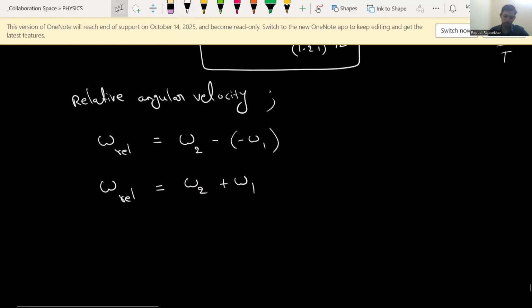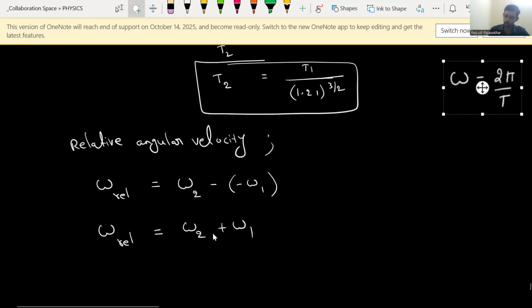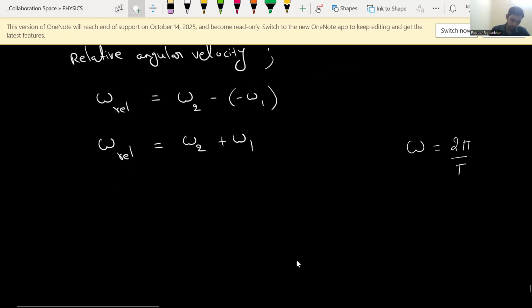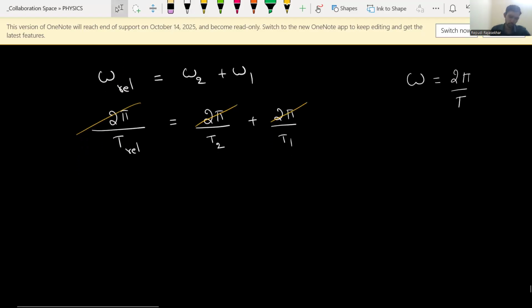What is the general equation for omega? Just now I have written: omega equals 2 pi by T. This equation we know. Let's substitute that equation here. So omega means 2 pi divided by the relative time, equals omega 2, which is 2 pi by T2, plus omega 1, which is 2 pi by T1. Here this 2 pi gets cancelled. So T relative we want.